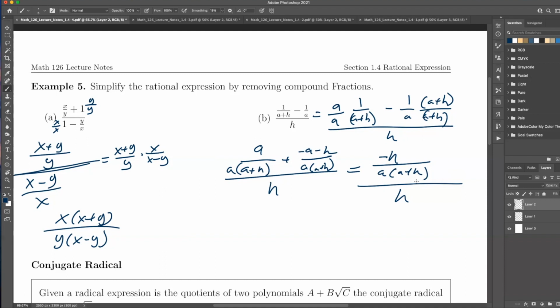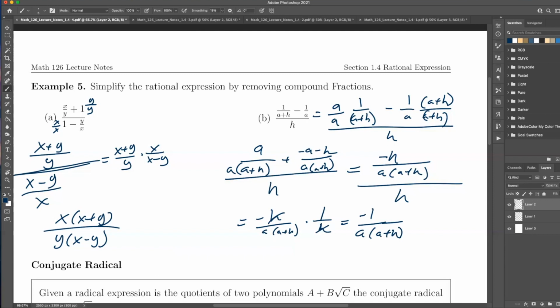so what do we do from here? From here, we just go ahead and flip and multiply. So I'll do that. So I have minus h over a plus h times 1 over h. Now I can cancel out the h. I get a negative 1 over a plus h. Okay.